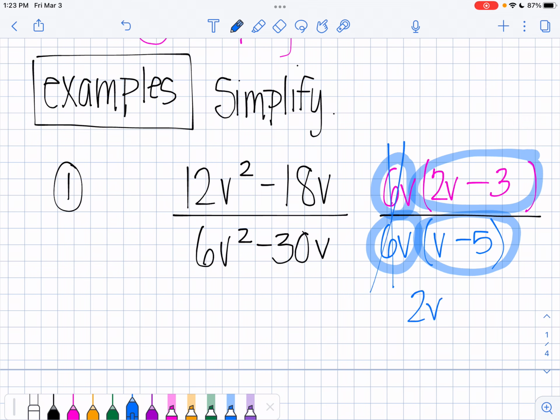You're left with 2v minus 3 over v minus 5. This is your final answer. You cannot cancel out the v's. That is illegal. Remember, you can only cancel out things that are multiplied together.